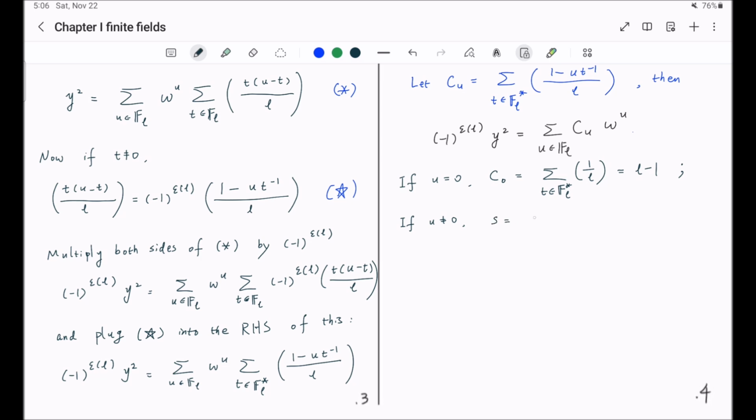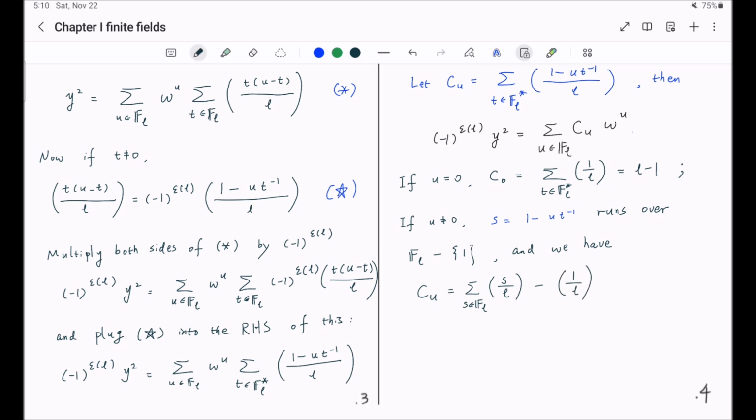And now, if u is not equal to 0, what do we have? We have this 1 minus u t inverse. We call this S. Because u is not equal to 0, S is not equal to 1. So this thing will run over FL minus the singleton 1. And in this case, we have Cu, and now we plug in S equal to 1 minus u t inverse. Cu will become this sum, where S ranges over all of FL, including 0 and 1, minus the summand when S is equal to 1.